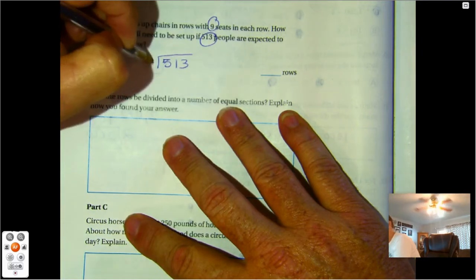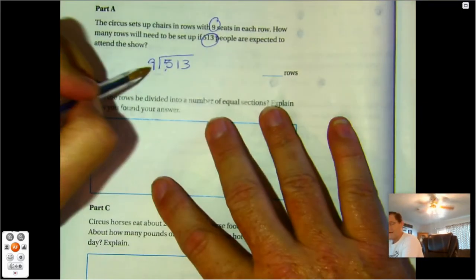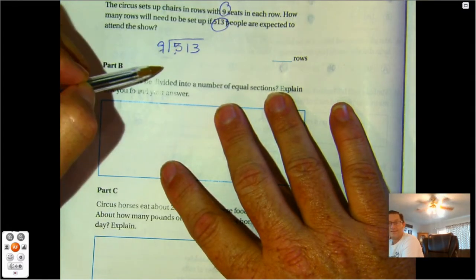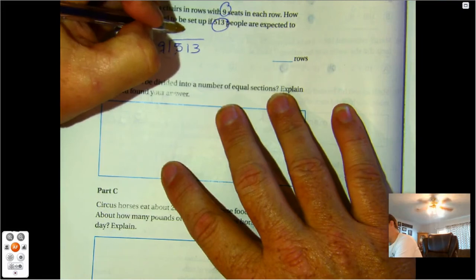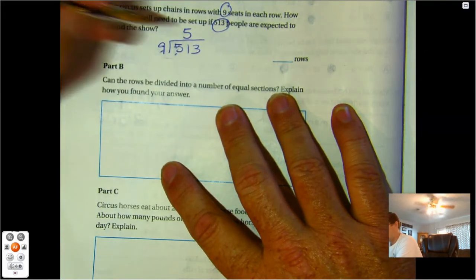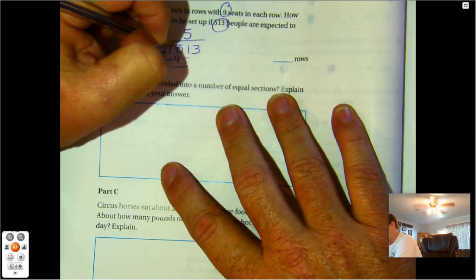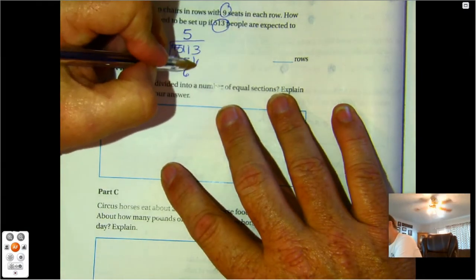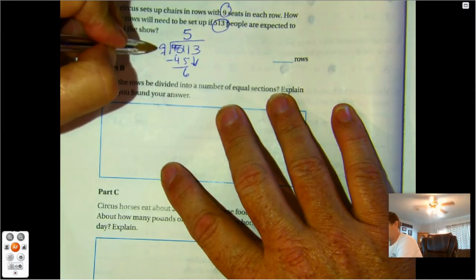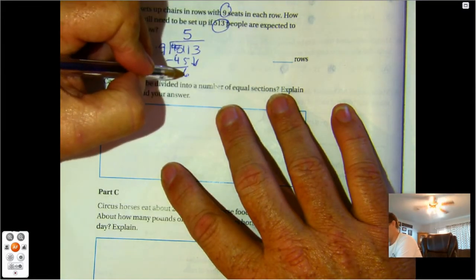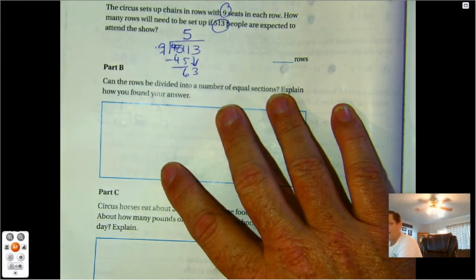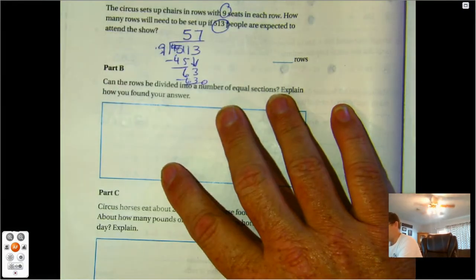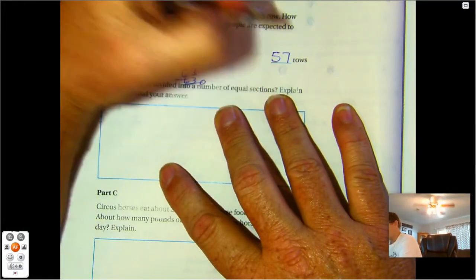All right, so I can't share 5 equally with 9 groups, so I'm going to regroup that as 51 tens. 51 tens would be 9 times 5, which is 45. Subtract, I'm left with 6. 6 tens I can't share equally with 9 groups, so I'm going to regroup those as 61 ones plus the 3 ones we already had. I know that 9 times 7 is 63, so that leaves me none. So 57 rows of seats.